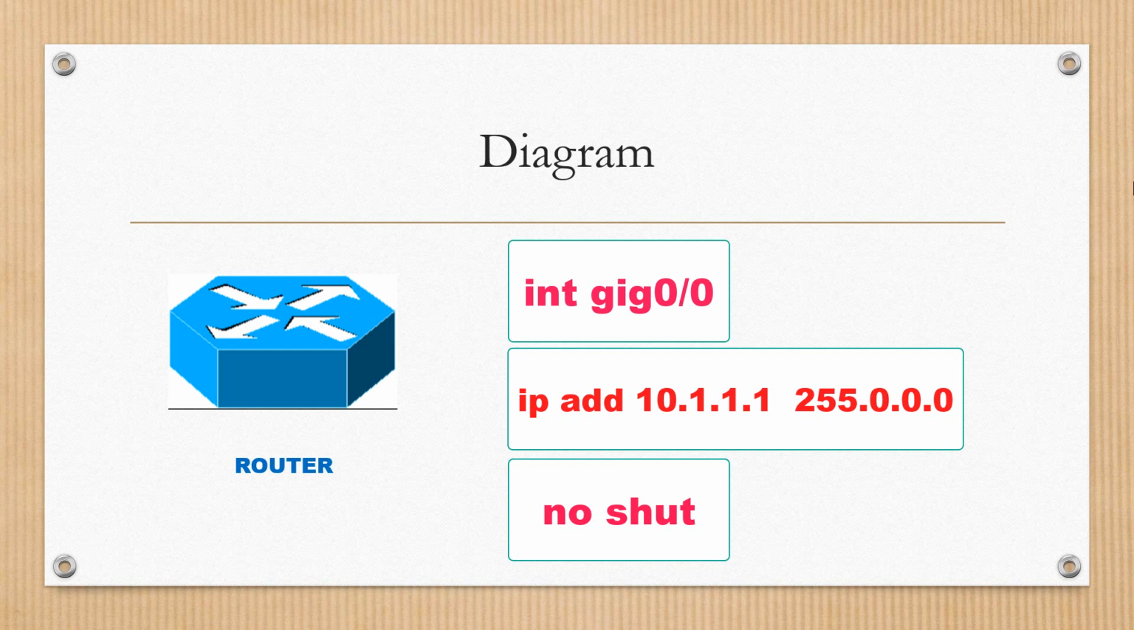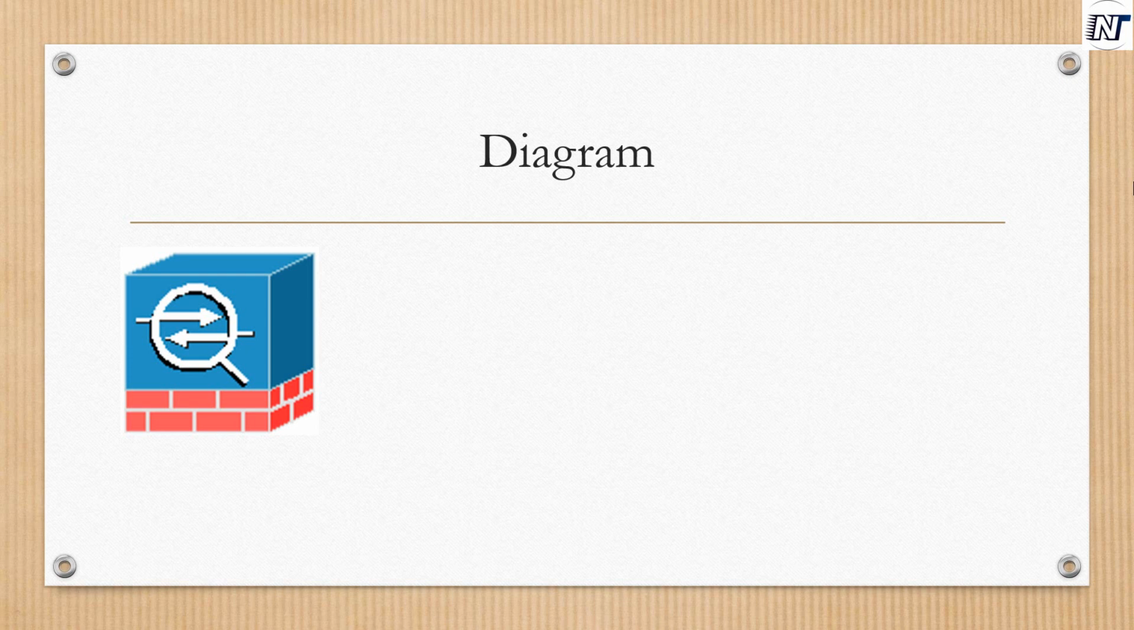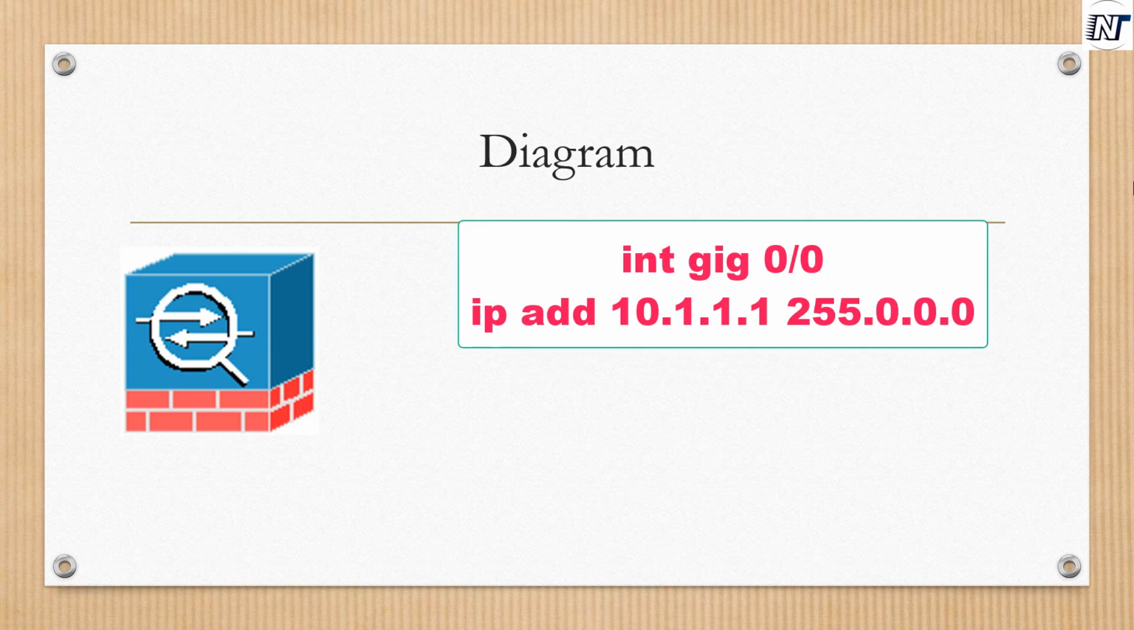But on a firewall, the same thing is done in a little different manner. You do need to assign an IP address. The same address is supposed to be assigned on a firewall. You will use the same command, but besides the IP address, there are two additional components that you need to configure on an interface on an ASA firewall.